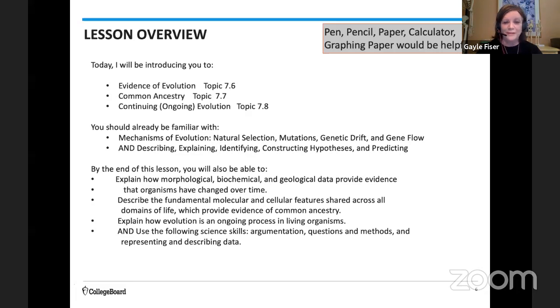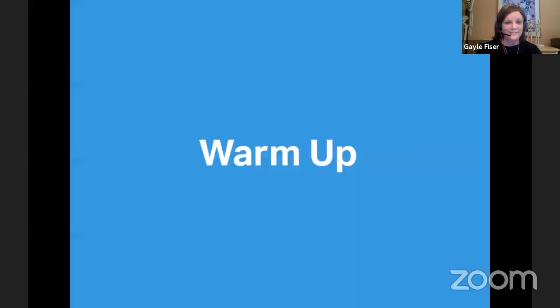Describe the fundamental molecular and cellular features shared across all domains of life, which provide evidence of common ancestry. Explain how evolution is an ongoing process in living organisms, and use the following science skills: argumentation, questions and methods, and representing and describing data. I hope you have a pen and pencil and a paper and calculator, and if you have graphing paper, that would be great. All right, so for the warm-up.